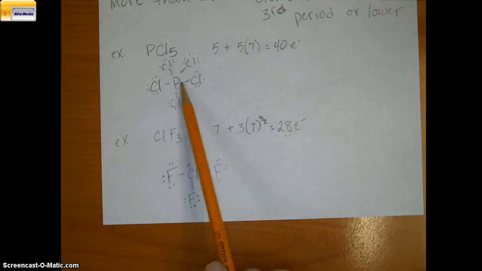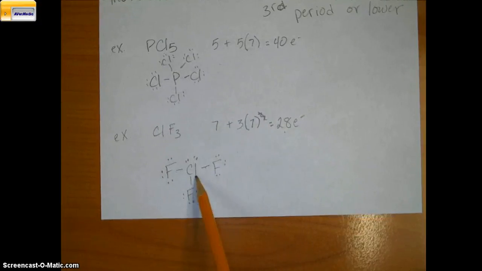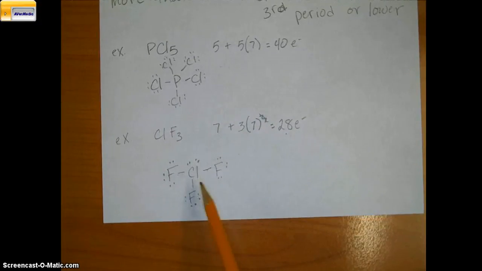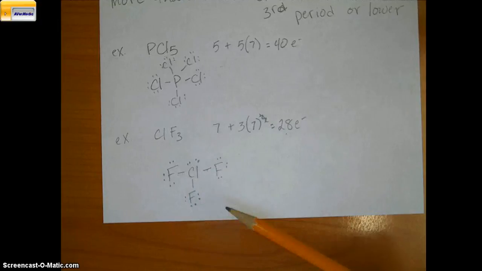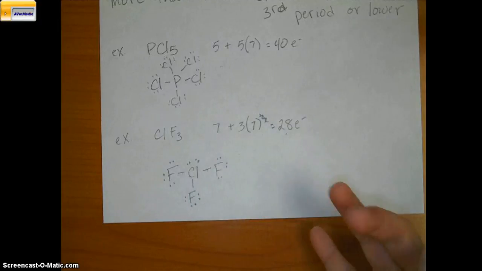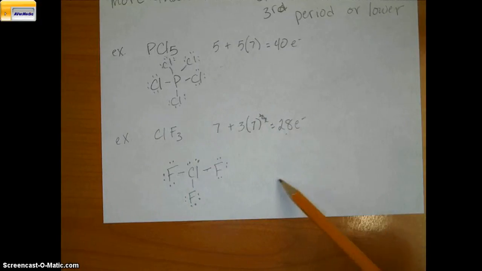Now, these phosphorus and chlorine examples that I showed you, if they can only have 8, they only want 8. But if they need more than 8, like in these exceptions I showed you, those are possible, but we don't want to give them more than 8 if we don't have to.